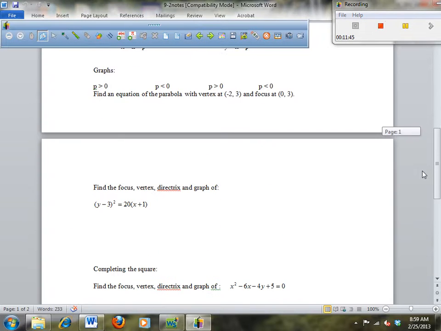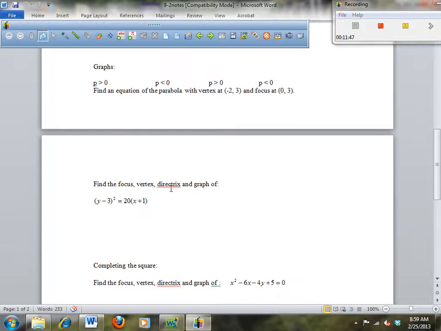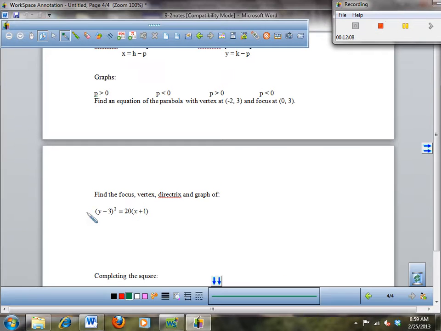It says, find the focus, vertex, directrix, and graph of this parabola. So is this going to be a right-left parabola, like this way, or an up-down parabola? It's going to be right-left because the y is squared. And you know that (h, k) is going to be -1, because this is +1. This is h, that's negative h, and this is k, right?